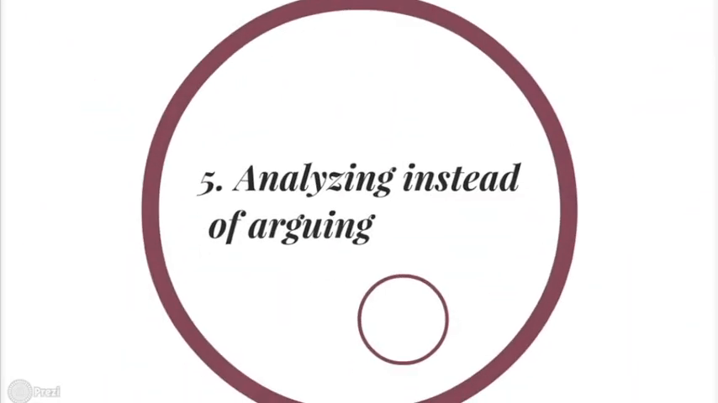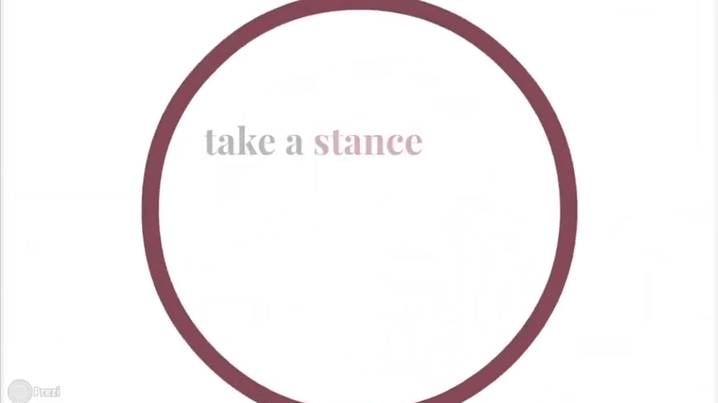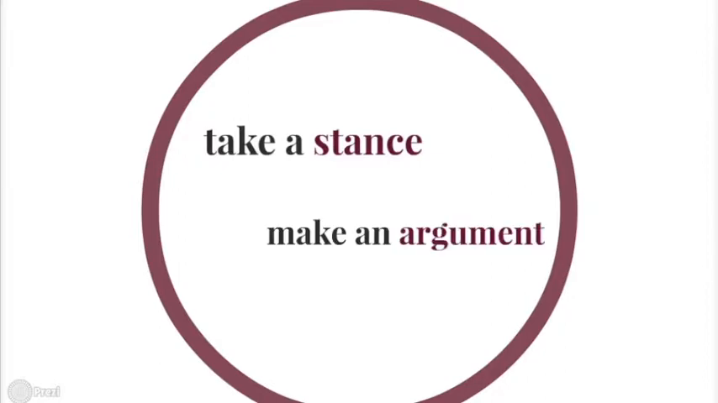Finally, the final problem, and this is a big one, is analyzing instead of arguing. And it's going to have the same answer as many of the other ones: you need to take a stance and make an argument. You are also going to take a stance and make an argument in an analytical essay, but your argument is going to be based in the text. It's going to argue about the way in which the writer conveys his or her meaning through his or her language.